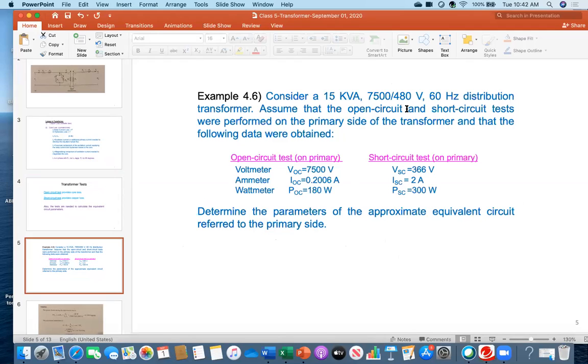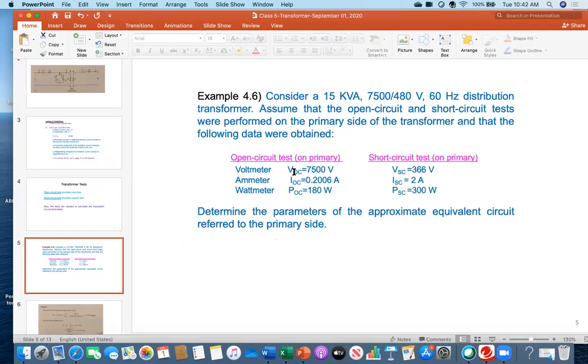Consider a 15 kVA, 7500/480 volt, 60 hertz distribution transformer. Assume that the open circuit and short circuit tests were performed on the primary side and that the following data were obtained. See exactly the way I explained.